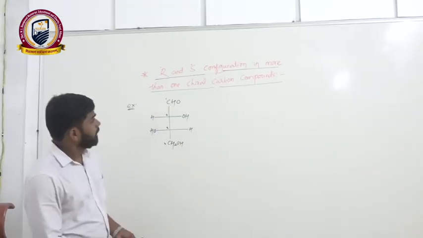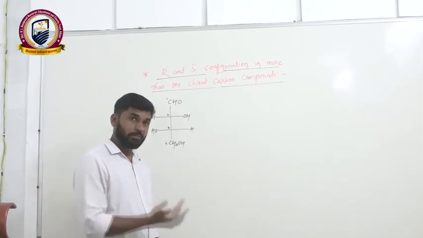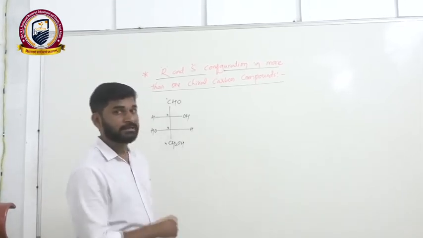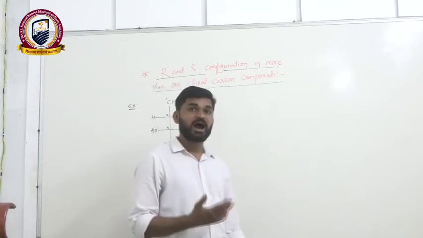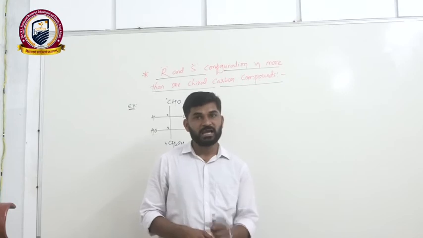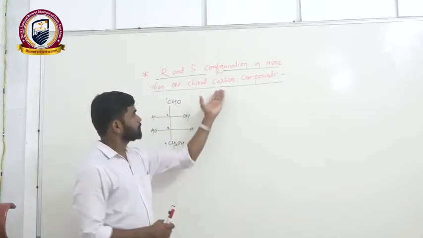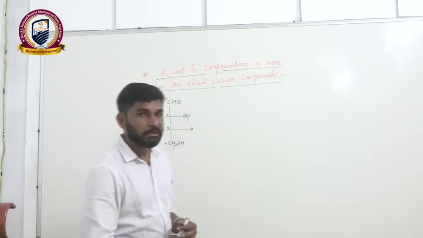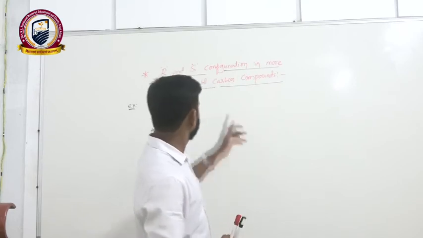So students, let us discuss assigning the R and S configuration for compounds which have more than one chiral center. So far we have discussed assigning the R and S configuration for compounds having only one chiral center. Here we will discuss compounds having more than one chiral carbon, and how to assign R and S configuration to such compounds.